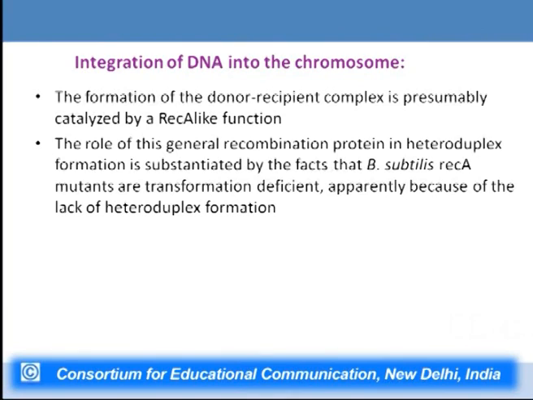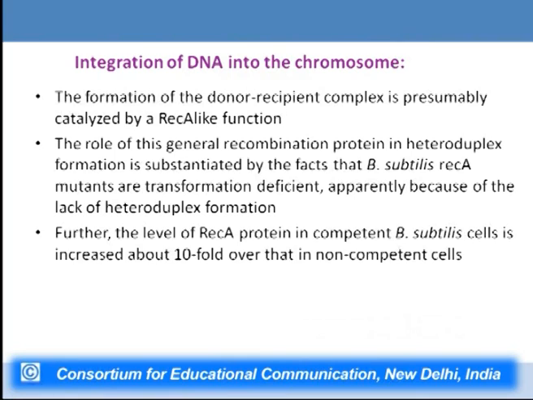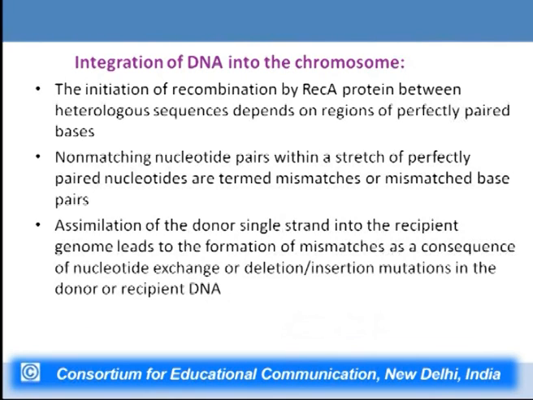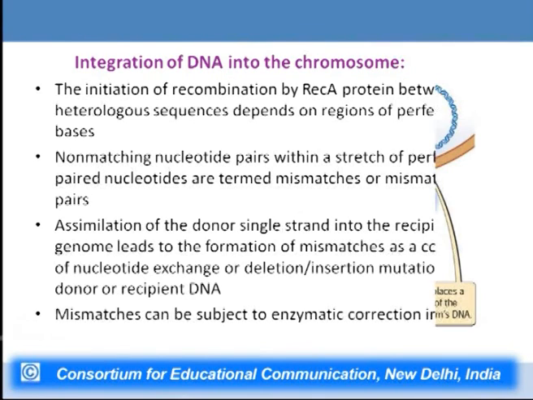Now, the formation of the donor-recipient complex is catalyzed by a RecA-like protein, and the role of this protein in heteroduplex formation is substantiated by a number of experiments. The mutants which are deficient in this particular protein cannot undergo transformation. And this particular protein causes recombination even between non-matching nucleotide pairs.